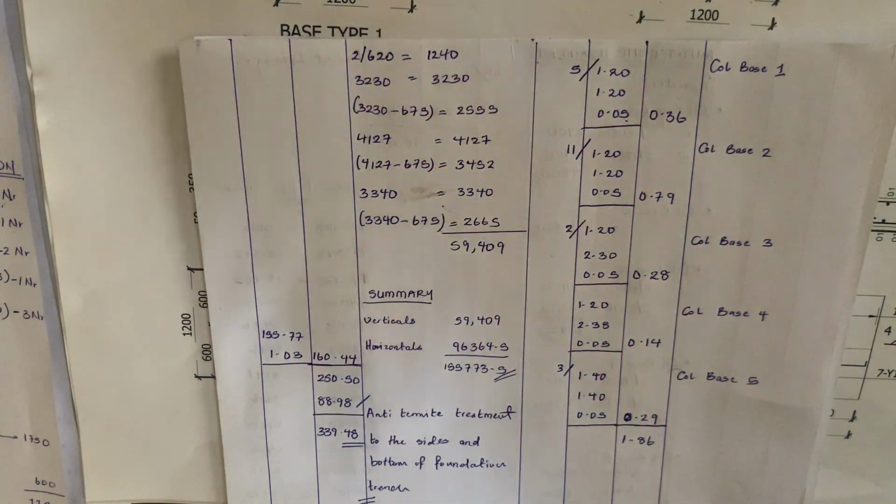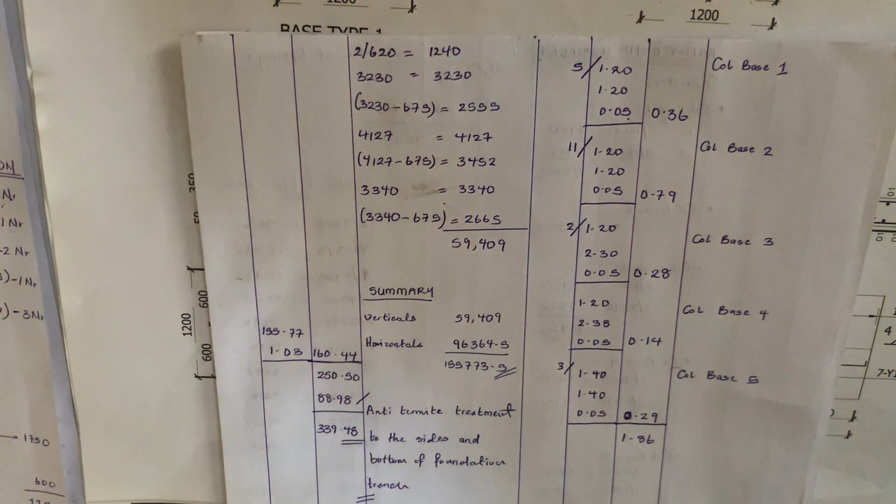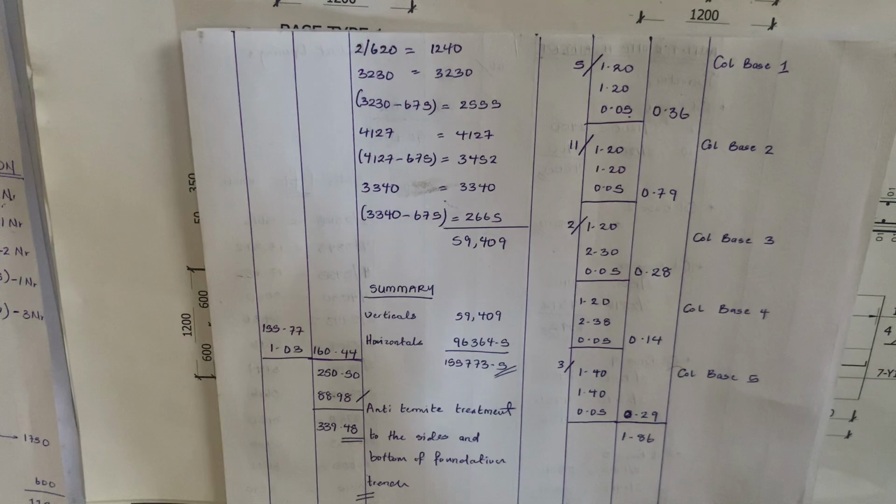So to determine the total volume of blinding for our trench, what we are going to be needing is the total length of the trench, the width of the trench, and then the thickness of the blinding.